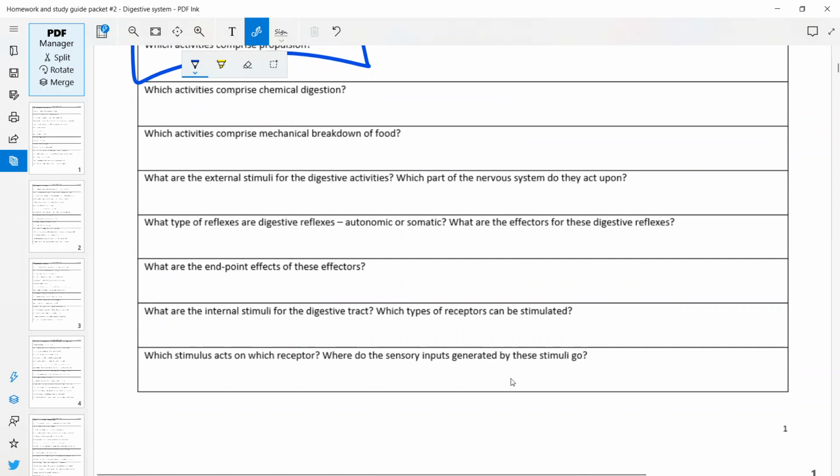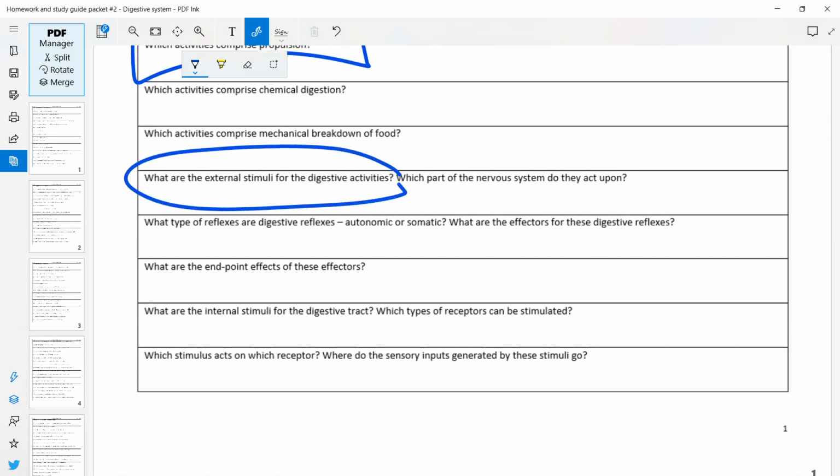External stimuli for digestive activities: sight, smell, taste of food. Virtually all of them act upon the sensory part, and external stimuli will act on somatic as well as autonomic, but we can say taste and smell and sight all act upon somatic.